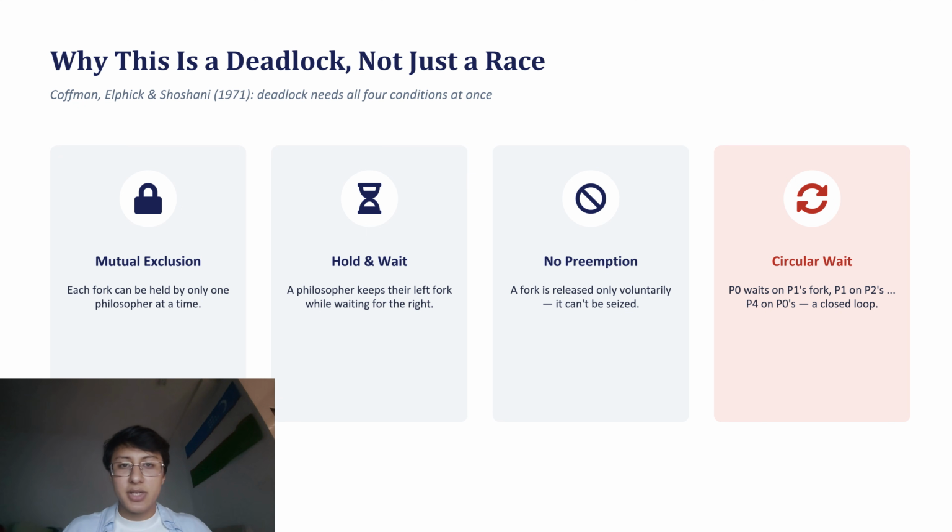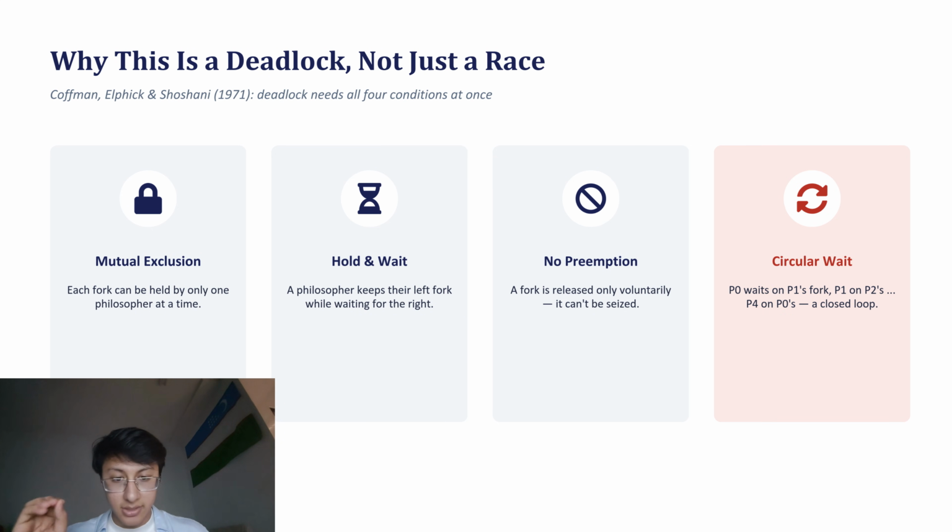Each philosopher picks up the left fork first and then reaches for the right one. That sounds fine, but it's exactly what causes the problem I'm about to show you. This is not a simple race condition, it's a deadlock. In 1971, Coffman, Elphick, and Shoshani showed that deadlock needs four conditions to hold at once. As you can see in the slides, they are mutual exclusion, hold and wait, no preemption, and circular wait. My naive design satisfies all four.